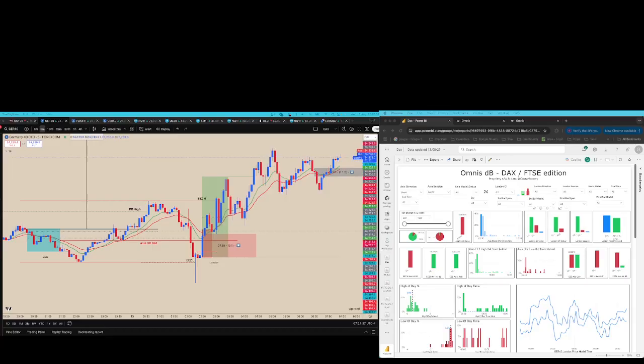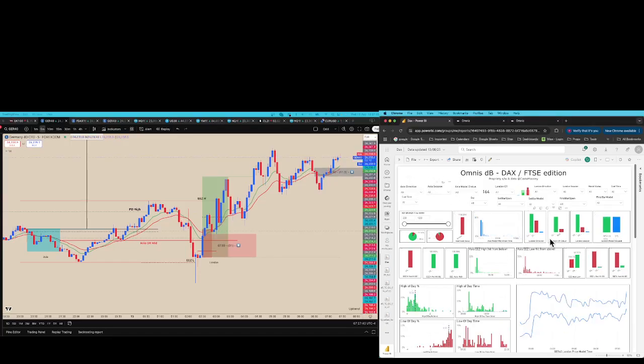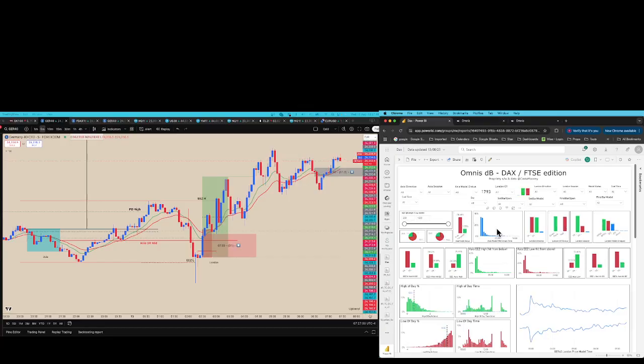Right, okay, so that's the chart. Here's Omni. Let me just reset that and get that back to where it should be. Okay. Right, 1,793 days, 1,793 rows in my data. There's multiple tables that feed into this that give us a different look of the data in terms of our visualizations.